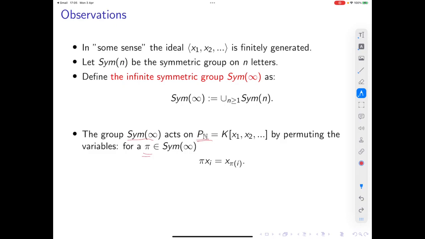For example, if we have a permutation pi, it actually acts on the indices. If we have a permutation that maps 1 to 2, when it acts on the variable x1, it gives us x2. Similarly, when this permutation acts on the variable x2, it gives us x1. And for other variables xj, when j is not equal to 1 and 2, it gives the same answer, xj. It fixes all other variables.